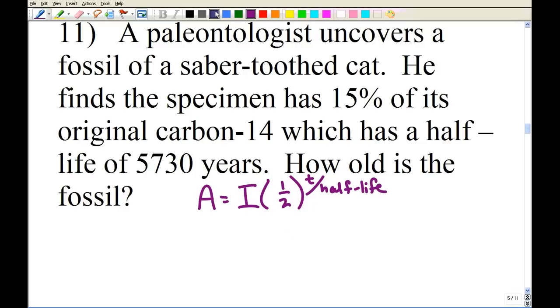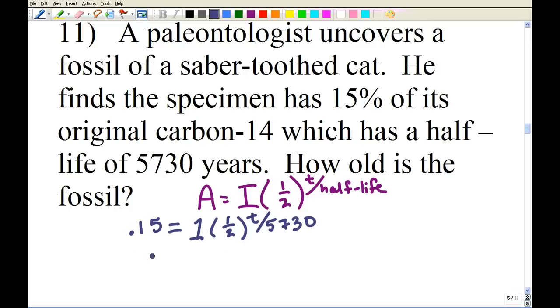So using this formula here, we're looking for how old it is. So we're looking for the time. Currently it has 15% of its original carbon-14. So that would be 0.15 equals, of course at one point it had 100%. Then we've got 1/2 to the power of T, which is what we're solving for, over the half-life, which is 5,730 years. So now we need to work with this a little bit.